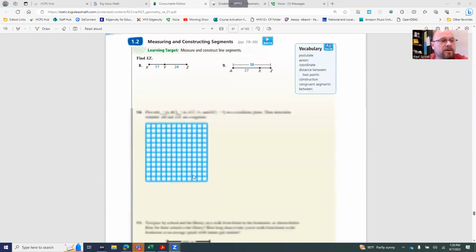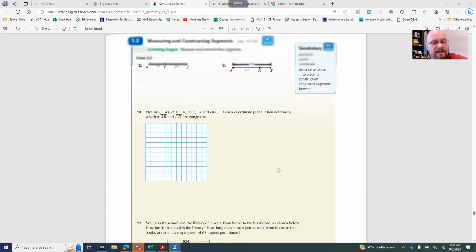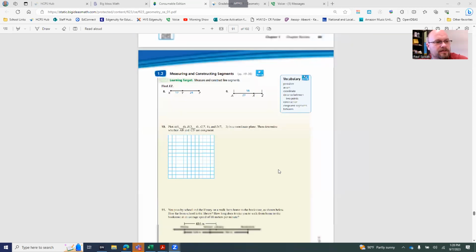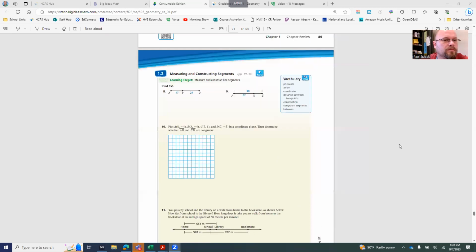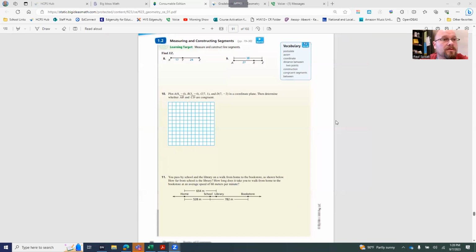Now we're looking at 1.2. Let's see if I can fit all these on this page. All right, so for the top one, number 8, they want us to find XZ. Here's X, here's Z. So we're looking for the overall length of these, so we're just adding those together.